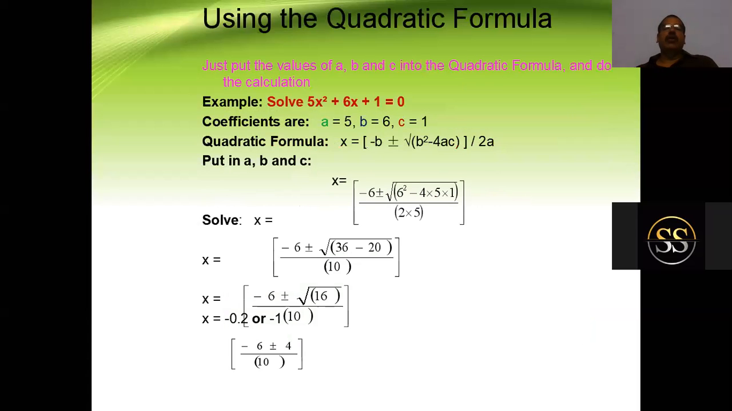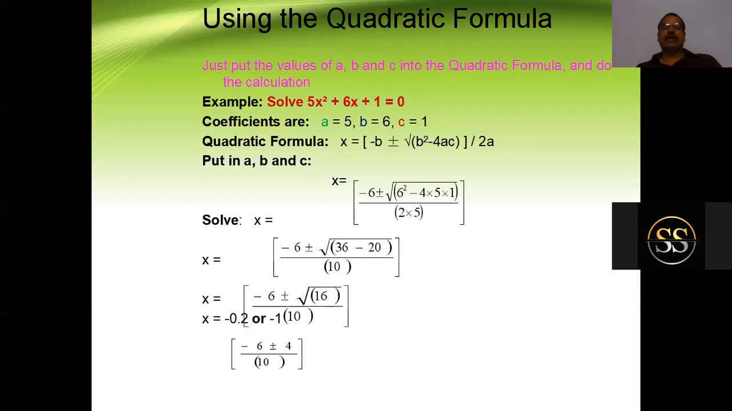Using the quadratic formula, how do we solve a quadratic equation? Already we know. Just once again, put the values of a, b, c in the quadratic formula and do the calculation. The equation is 5x square plus 6x plus 1 equal to 0. The coefficients are a equal to 5, b equal to 6, c equal to 1. The quadratic formula is x equal to minus b plus or minus root b square minus 4ac by 2a. Then x equal to minus 6 plus or minus root 6 square minus 4 into a value 5, c value 1, by 2a, 2 into 5.